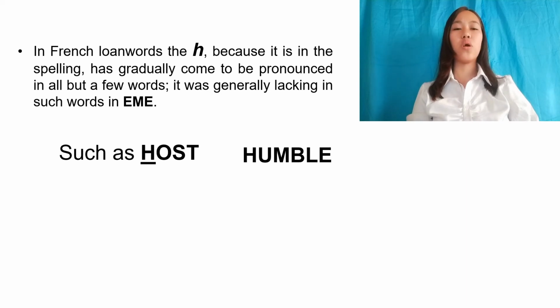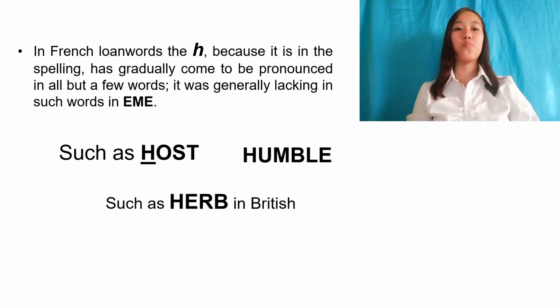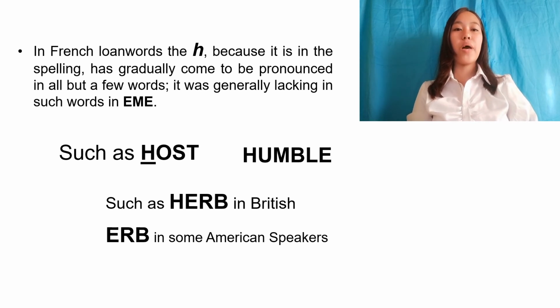But there are words where the H sound remains silent for many American speakers but is pronounced by others and by British speakers generally, such as the word herb. The word herb was pronounced with the H by British speakers, but some American speakers pronounce it without it. So here we can see that pronunciation still depends on the variety of English speakers. It depends on the rule of pronunciation.